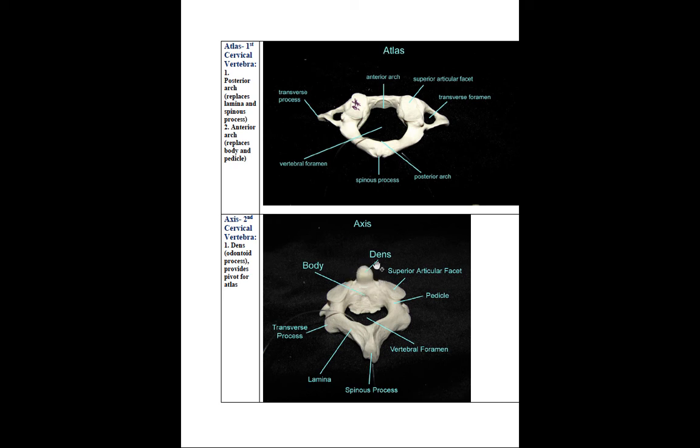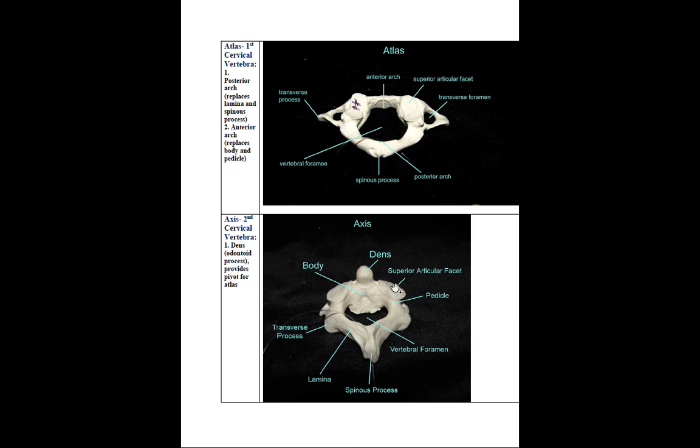So if you can picture, if you put the atlas here on the dens, then this is what allows you to shake your head as you move the atlas back and forth, allows you to shake your head no. So atlas here, the joint that's formed between here, the superior articular facet and the occipital condyles, allows you to do the yes motion with your head. And here, where the dens is, again, kind of pivoting back and forth in the anterior arch of the atlas, this allows you to do the no motion with your head. So hopefully that helps you to remember some of those parts.